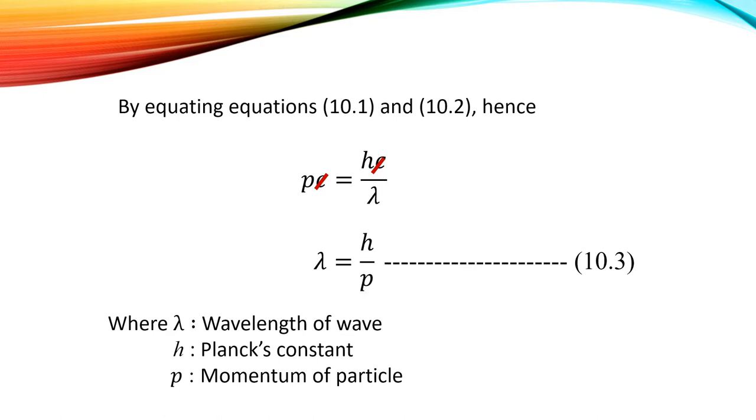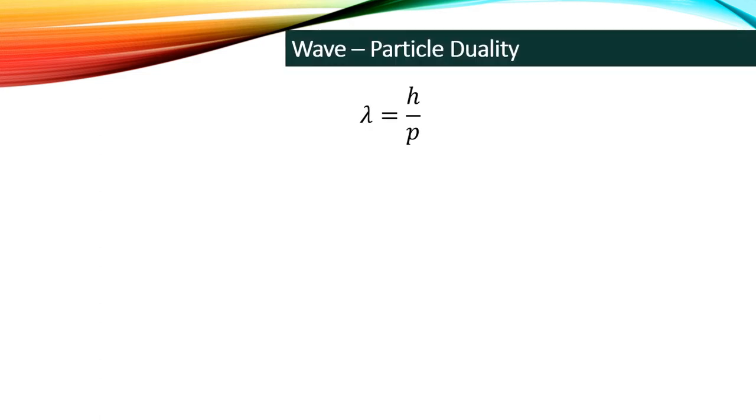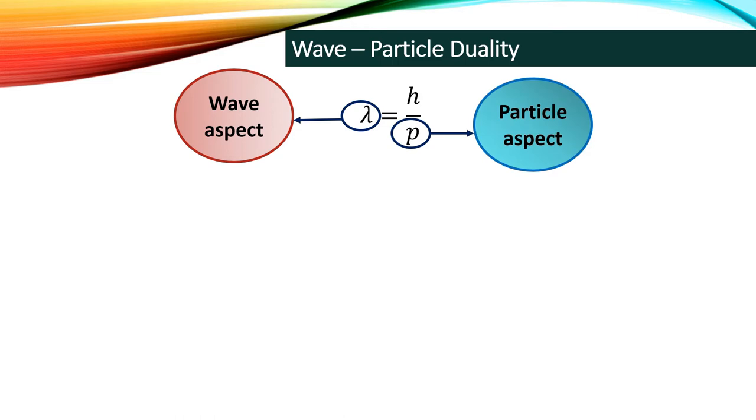The lambda and the momentum represent different aspects. The lambda represents the wave aspect. The momentum represents the particle aspect. Wave-particle duality. Lambda equal to h over p is the de Broglie wavelength equation. Thus, it shows that light has momentum and exhibits particle properties. This also shows that light is dualistic in nature.